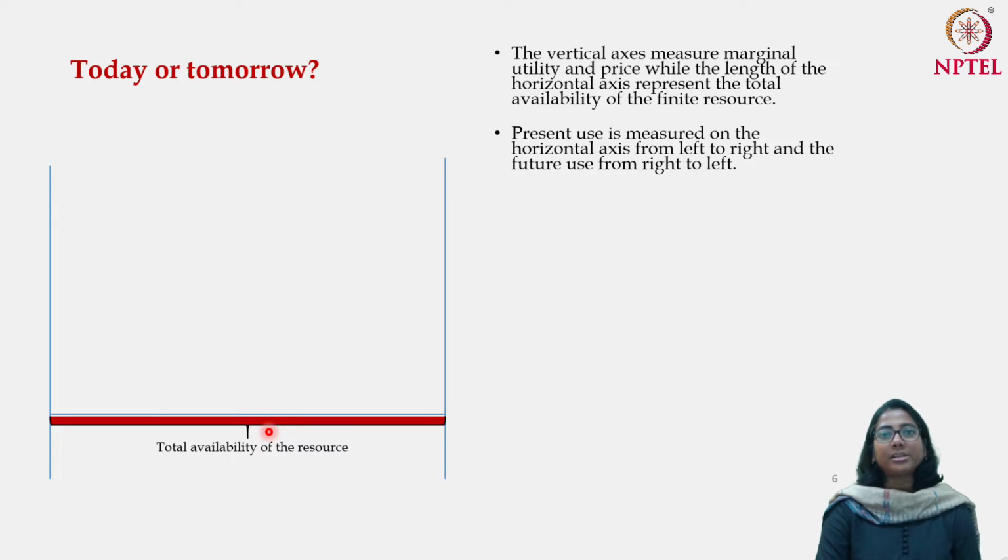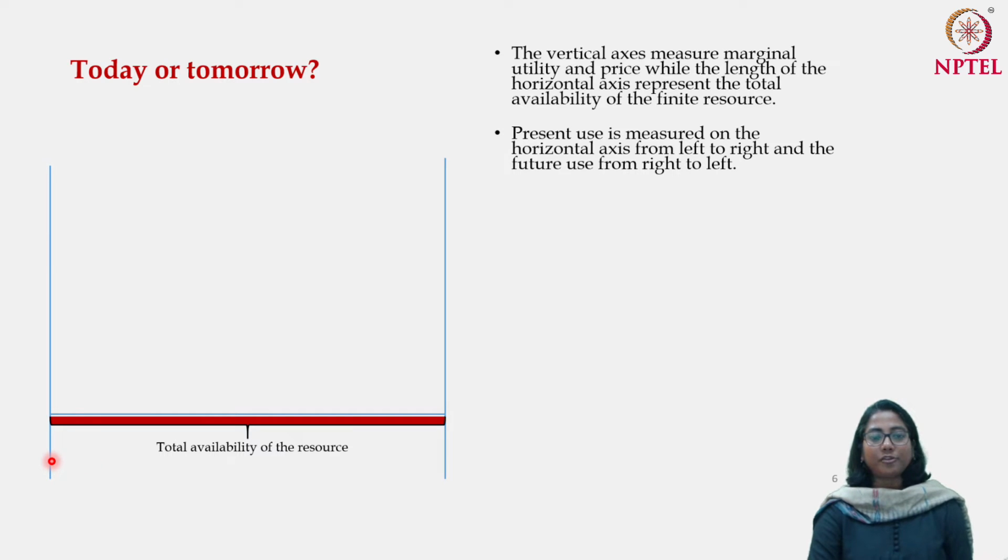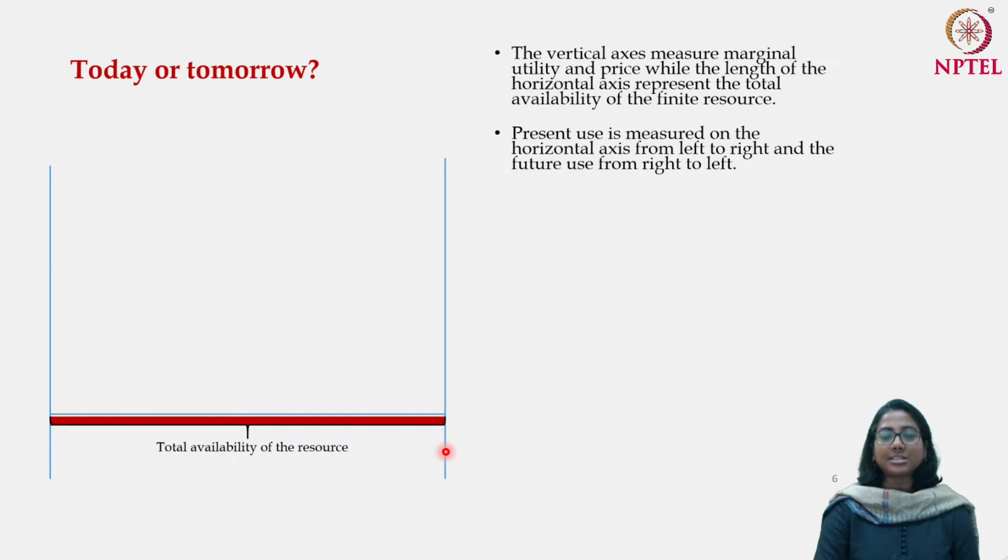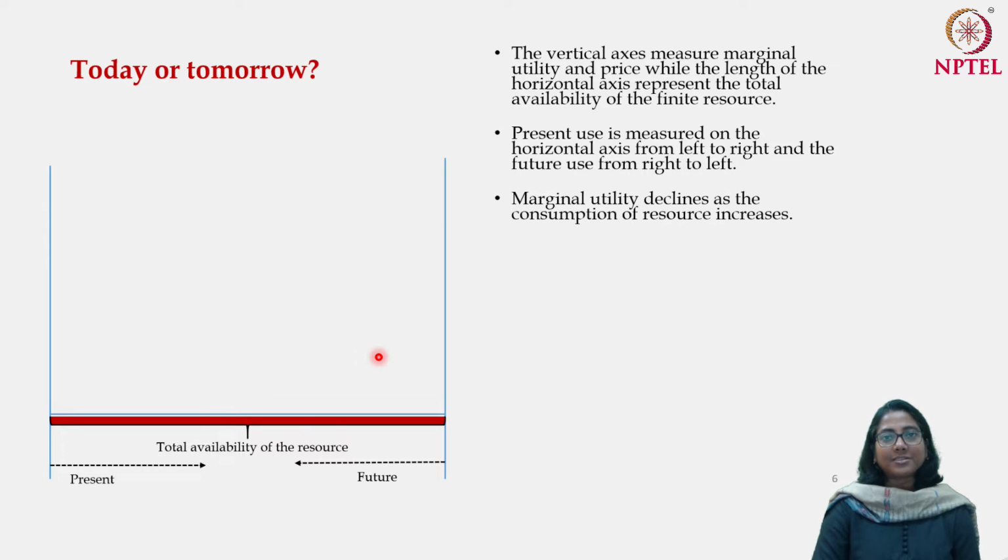How are we measuring the present consumption and future consumption? The present consumption is measured from left to right, and the future consumption is measured from right to left. So where the present and future consumption meet, that point gives us the division between the present use and the future use of the non-renewable resource. As we have said, the marginal utility declines as the consumption of resources increases. This is true both in the context of today as well as in the context of tomorrow.